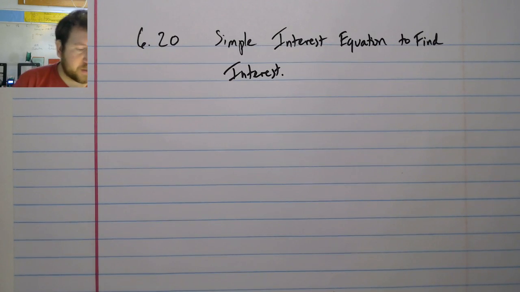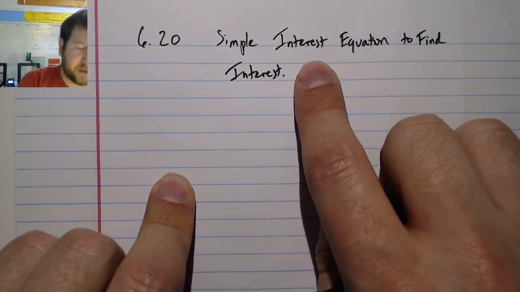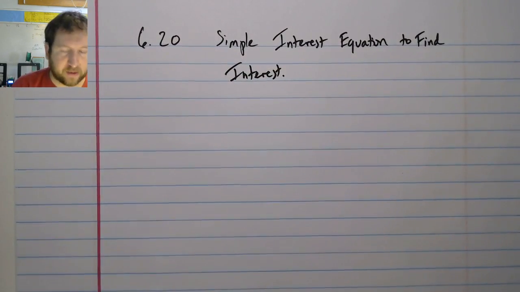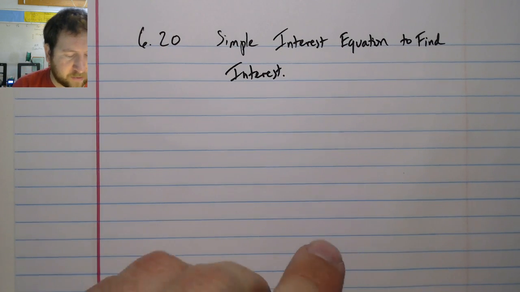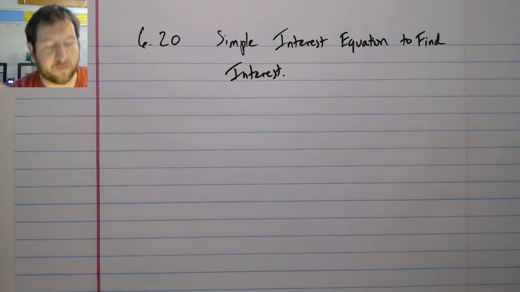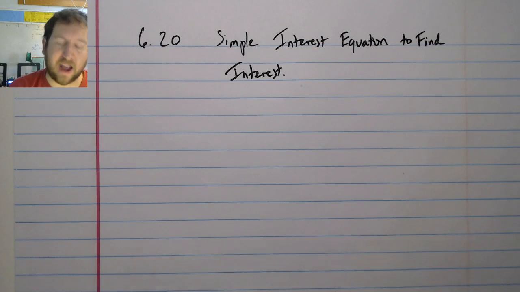All right, let's talk about section 6.20. This one we're going to call simple interest equation to find interest. So this section talks about this problem that a lot of people will face throughout their lives when you need money or you're going to buy something expensive and you don't have the cash for it. So then how do you get it instead?